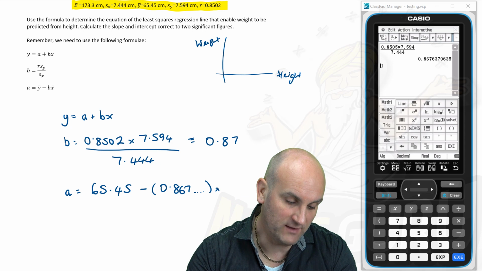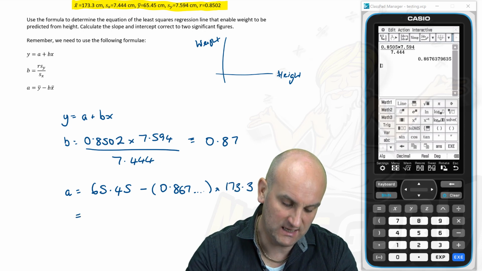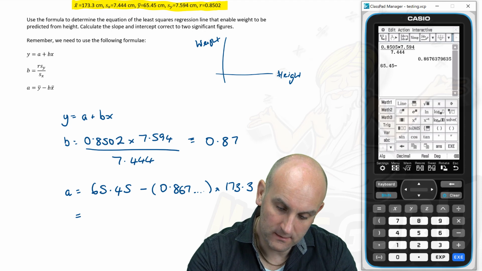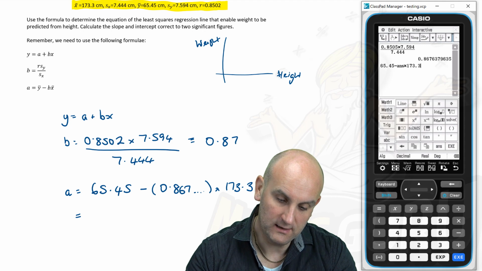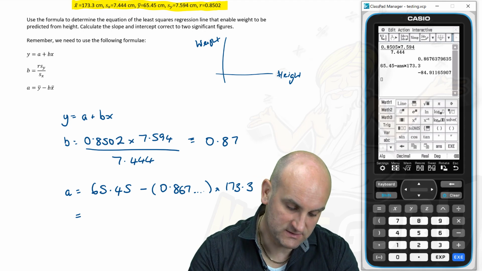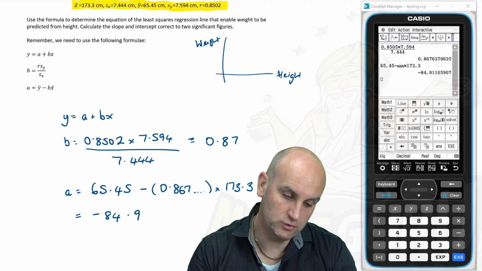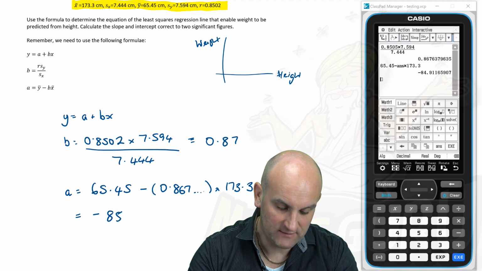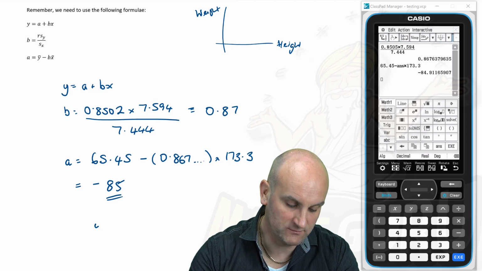So we're going to multiply that by my value of x bar, which is 173.3, and that's going to give me, all right, let's put that onto my calculator, 65.45 minus, now I'm going to use my ANS button, which is there, and I'm going to multiply that by 173.3 and hit enter, and out comes the value of minus 84.9 to, nope, that's not correct to two significant figures again, so that's going to be minus 85, correct to two significant figures.